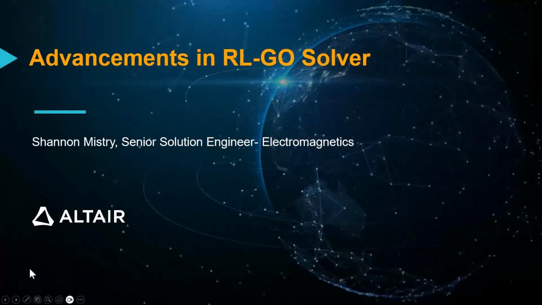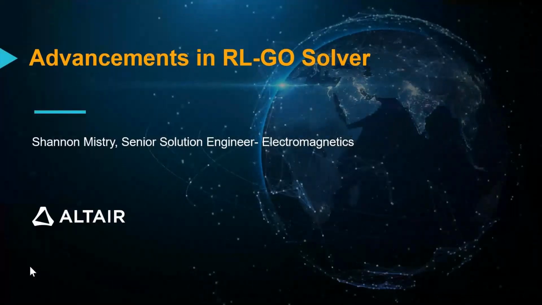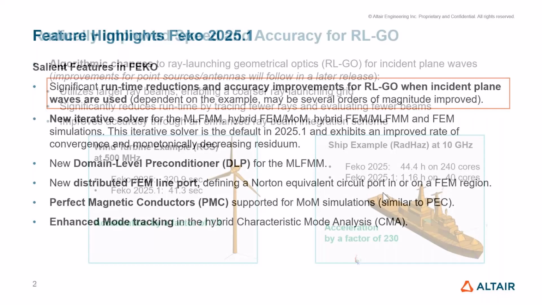Moving on to the next topic for today, which is some advancements in the RLGO solver. The FICO 2025.1 version was released a couple of weeks ago, and there have been some advancements in the RLGO solver, which we will be talking about in this session. There have been some significant runtime reductions as well as accuracy improvements with the RLGO solver, and depending on the example, there can be several orders of magnitude of improvement with the solver.